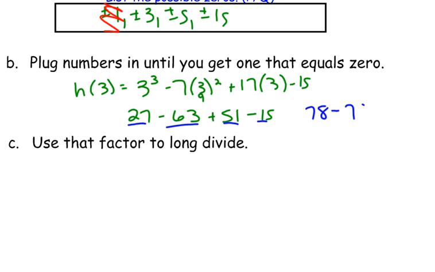Ooh, 78. Oh, look at that. We just found our root. H of 3 equals 0. So 3 works. So that means x minus 3 is the factor that would equal an x value of 3.